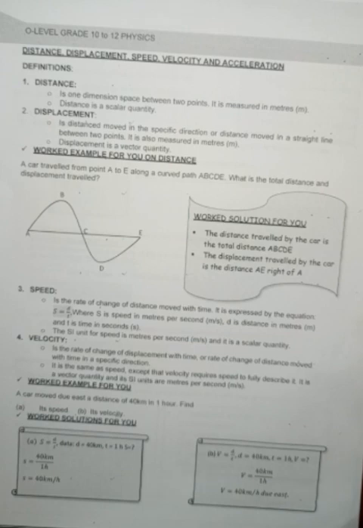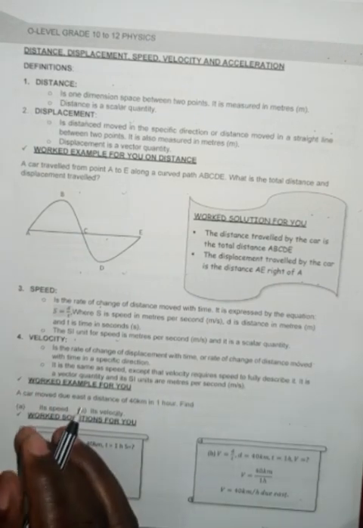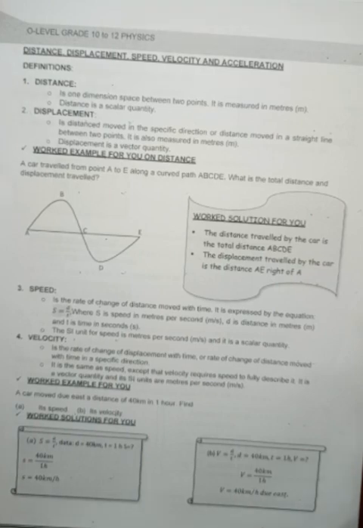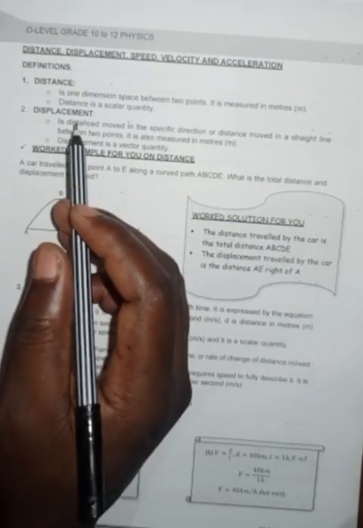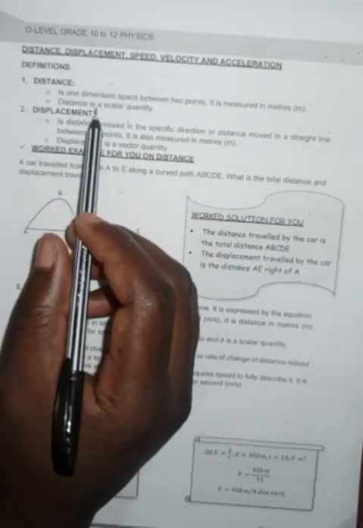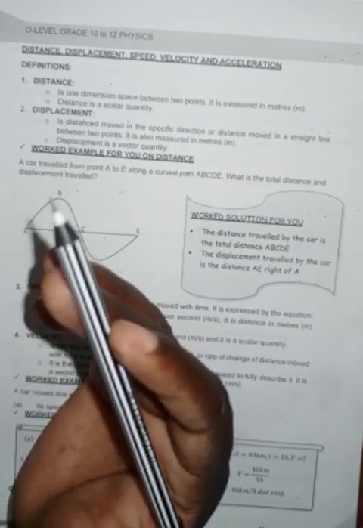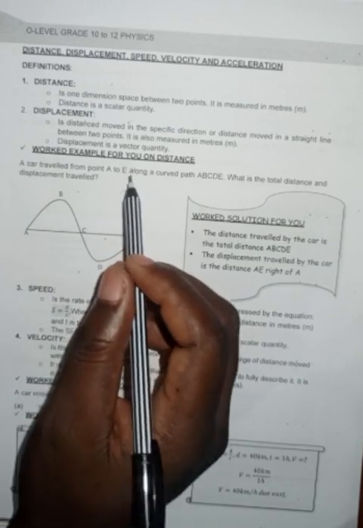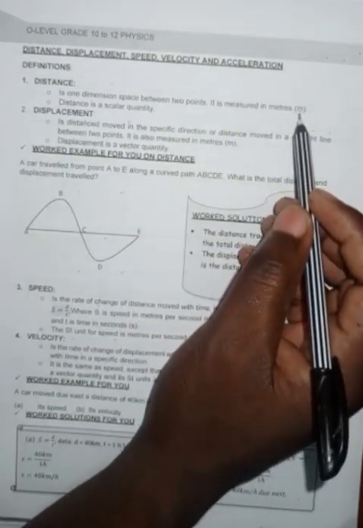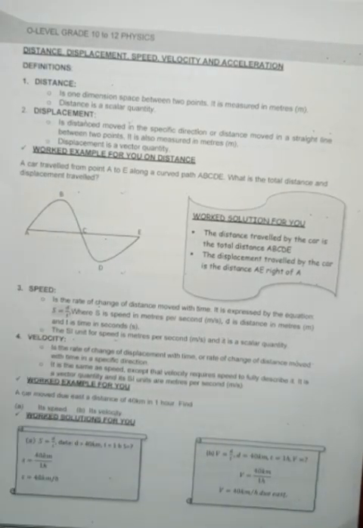In order for us to appreciate this topic, first we need to quickly look at the meaning of these terms, so that even as we apply them, we'll know what we are really talking about. Distance has been defined in so many ways. One of the ways is that distance is simply a one dimension space between 2 points, and it is measured in meters. Please take note that distance is a scalar quantity.